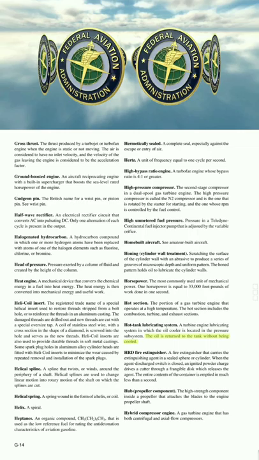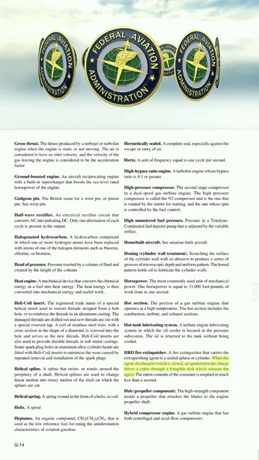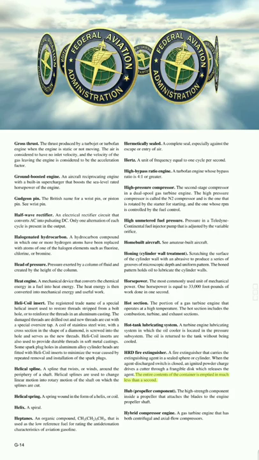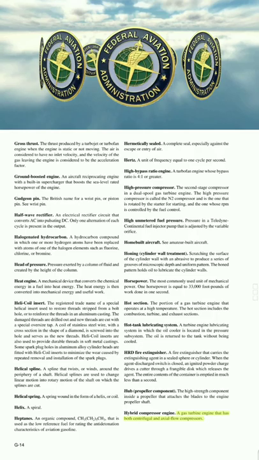HRD fire extinguisher. A fire extinguisher that carries the extinguishing agent in a sealed sphere or cylinder. When the agent discharge switch is closed, an ignited powder charge drives a cutter through a frangible disc which releases the agent. The entire contents of the container is emptied in much less than a second. Hub, propeller component. The high-strength component inside a propeller that attaches the blades to the engine propeller shaft. Hybrid compressor engine. A gas turbine engine that has both centrifugal and axial flow compressors.